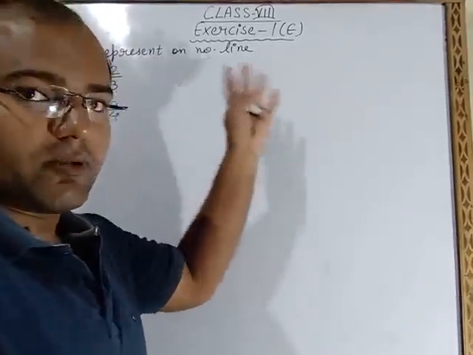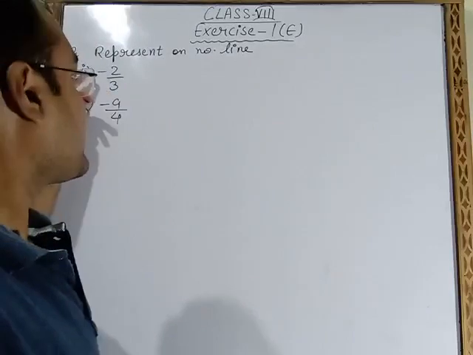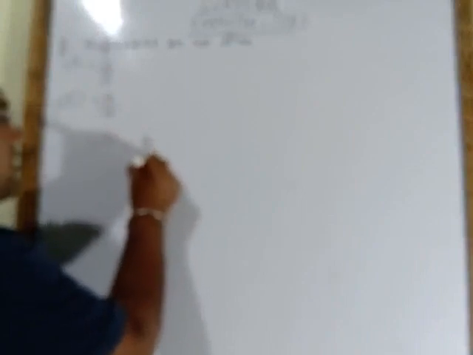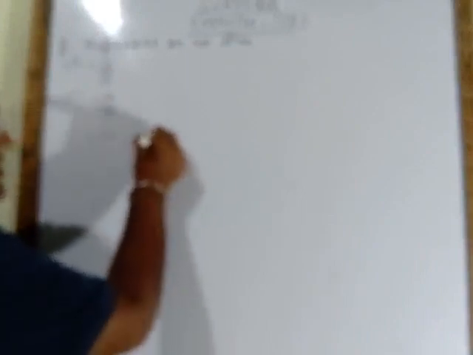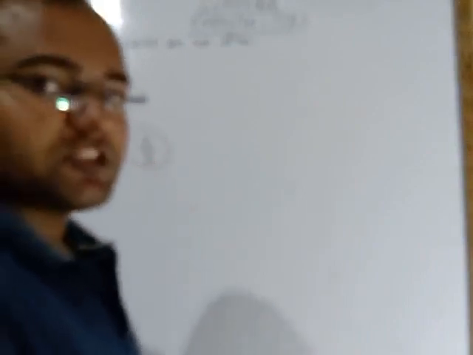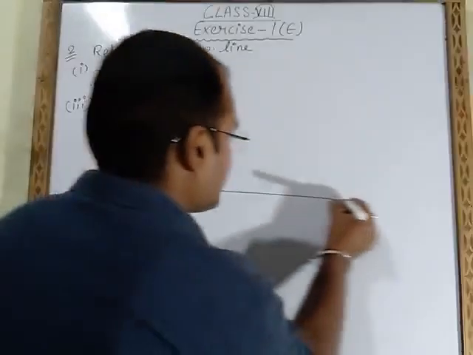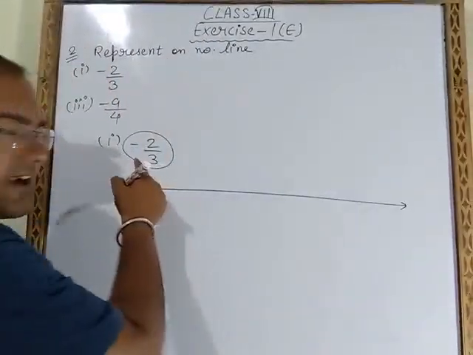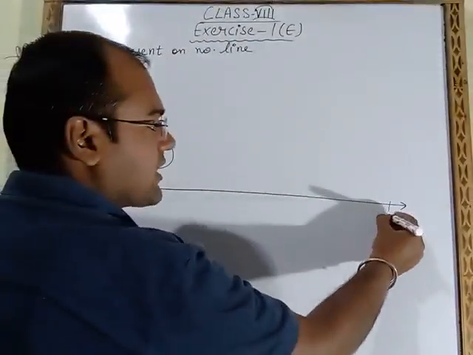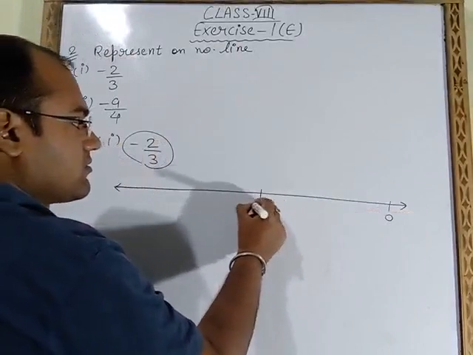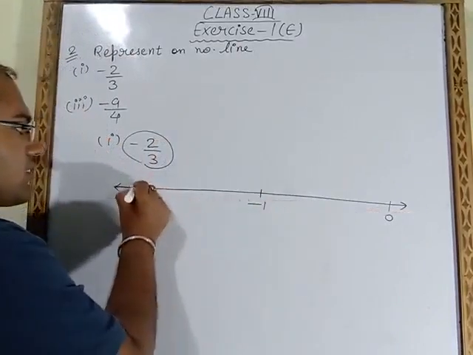We have to show on the number line. The only difference is that here minus sign is also coming in the numbers. So first part you see, first part is minus 2 upon 3. This term we will not be able to change in mixed fraction. So what you have to do, first of all we will draw one straight line. Then this is the negative number, that's why 0 we have to write here. 0, minus 1, minus 2.